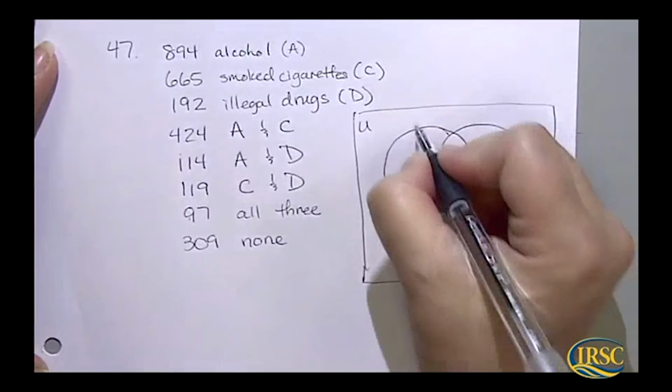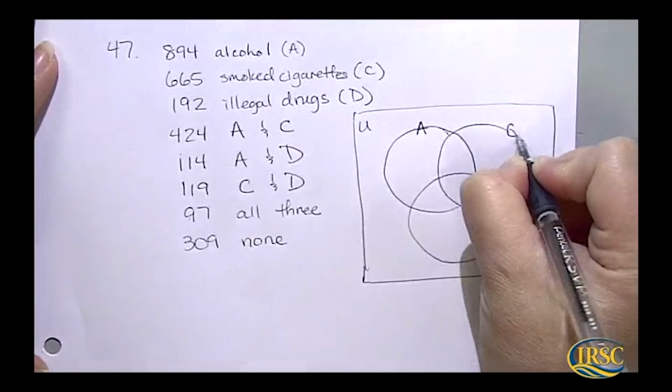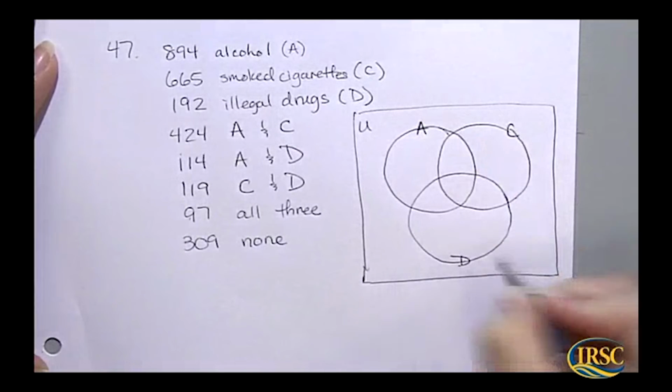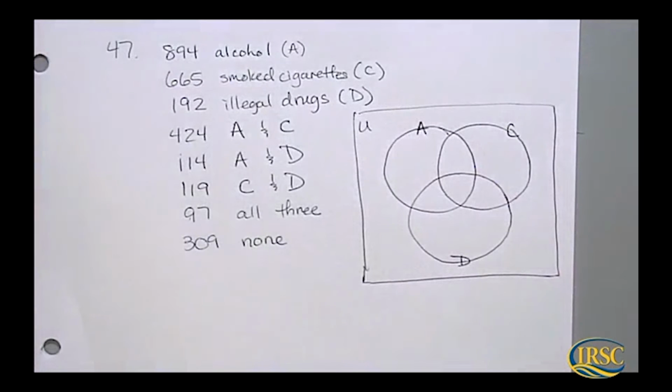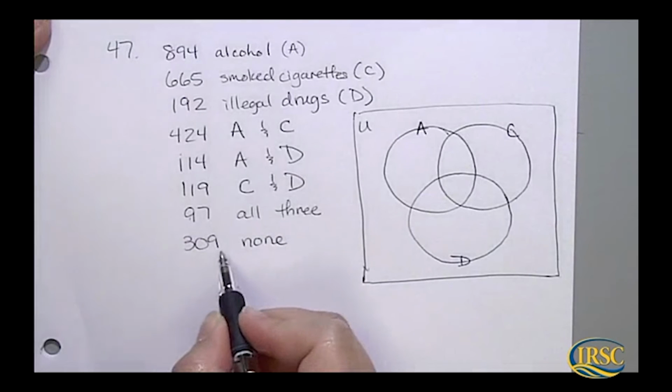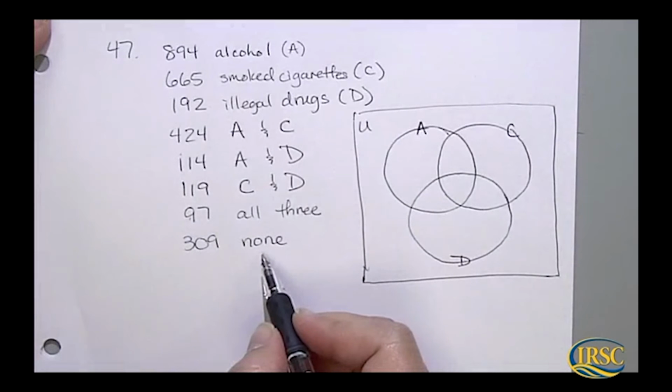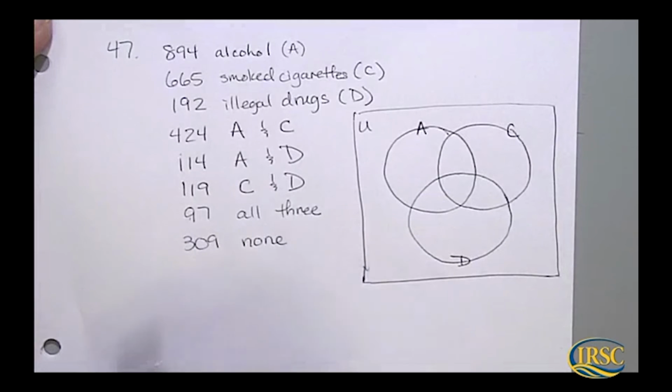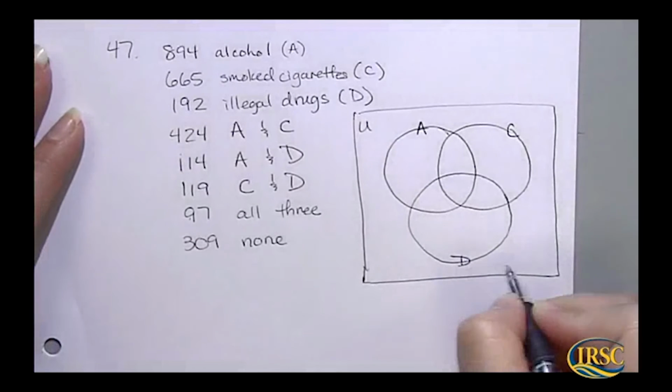So I have the universal set. I have A for alcohol, C for cigarettes, and D for drugs. You can name these A, B, and C if you want. Also, just make sure you pay attention to which one's your A and your B and your C. It's totally up to you how you want to label your picture. Okay, so at the bottom it says that 309 students engaged in none of these things. So where does that number go? Okay, on the outside of the circles, good.